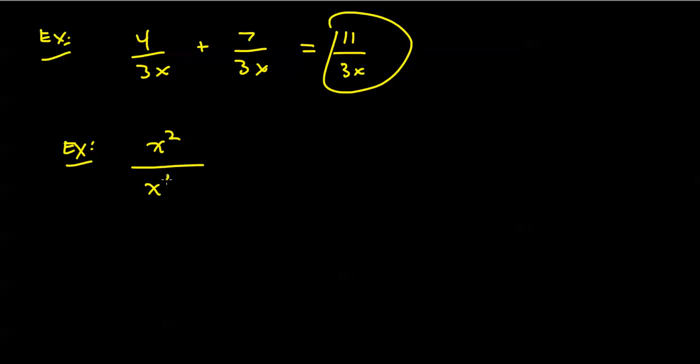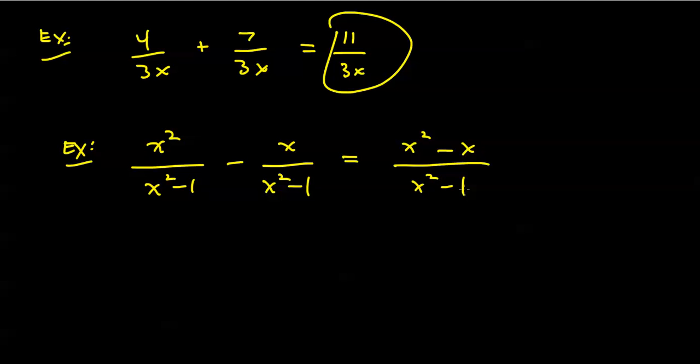X squared over x squared minus 1. That is a rational expression. Minus x over x squared minus 1. Now, the bad news, these are rational expressions that are being subtracted. The good news is the denominators are the same. So I can just add, or of course subtract, the numerators as indicated and get this resulting expression. Now, we can't stop here.